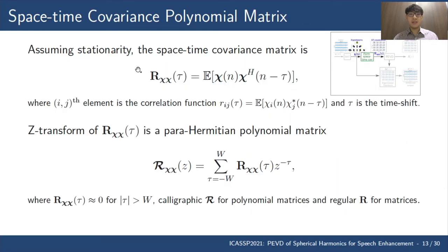Assuming stationarity, the eigenbeams are used to compute the space-time covariance matrix. Each element is the cross-correlation function between the beams, and tau is the time shift parameter. The Z transform of this covariance matrix gives us a parahermitian matrix expressed as the following. And in this talk, we will use regular font to denote matrices and calligraphic font to denote polynomial matrices.